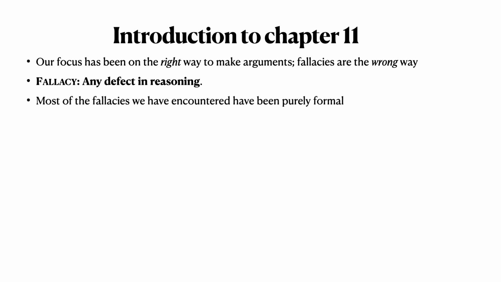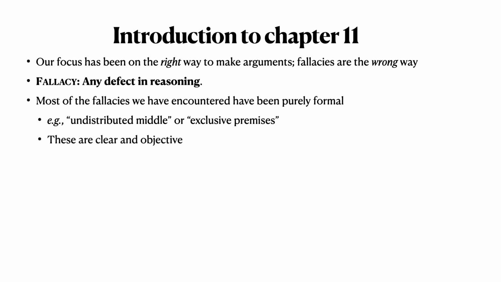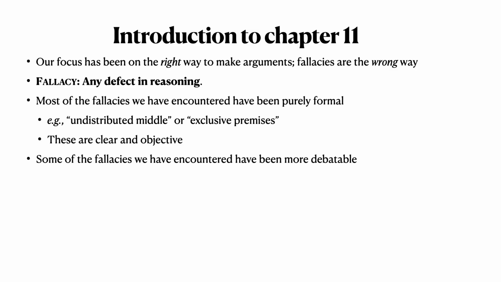Now, most of the fallacies that we've encountered so far have been purely formal. That is, you can recognize them with nonsense words like snarks and boojums and wangdoodles. You can recognize them even when we're only using letters to stand in for things. Things like the undistributed middle or exclusive premises. These are clear and objective. Not everyone knows what they are, but if there are 2 people who both know what the fallacy of the undistributed middle is, then there's no chance that they will disagree about whether it is or isn't present in some argument. It either is or it isn't, and everyone who understands the concept will know whether it is or whether it is not.